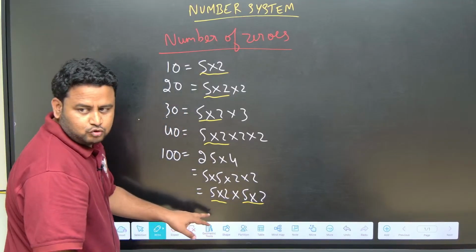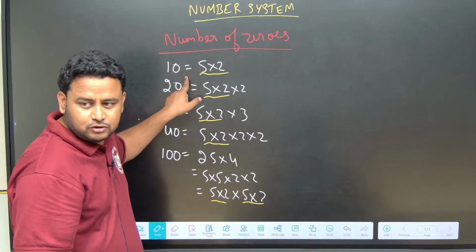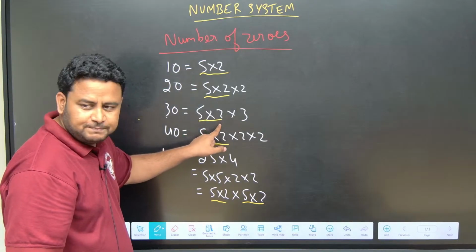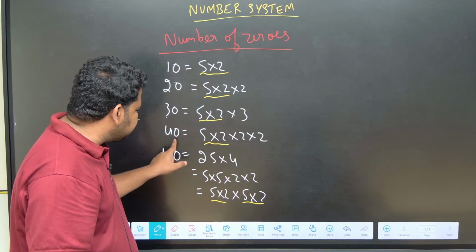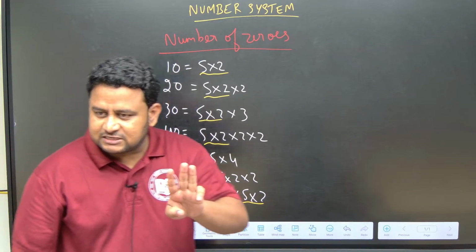In 100 there are 2 pairs. So, if I am having 5 into 2, 1 pair, how many zeros am I getting? 1 zero. Here also 5 into 2, 1 pair, 1 zero. 5 into 2, 2 pairs, 2 zeros. 5 into 2, 3 pairs, 3 zeros.